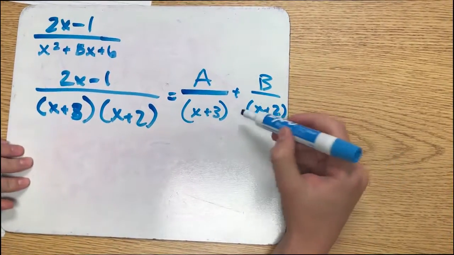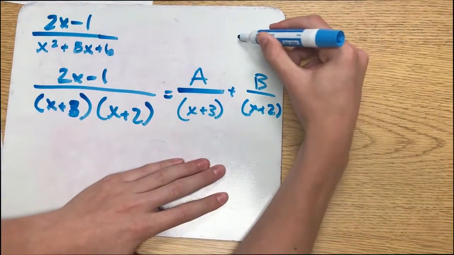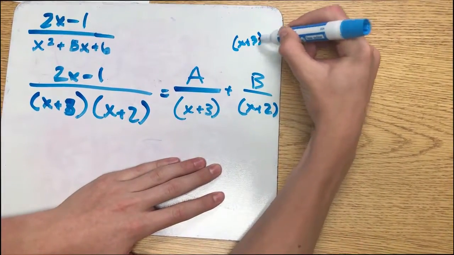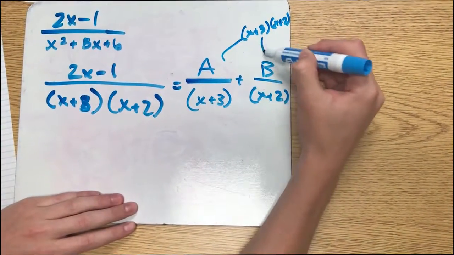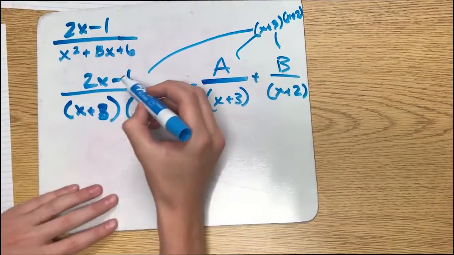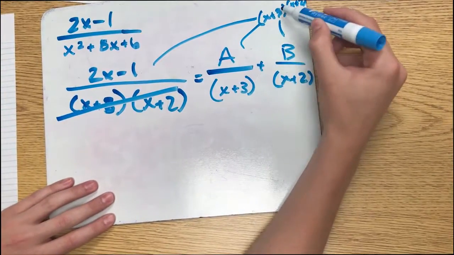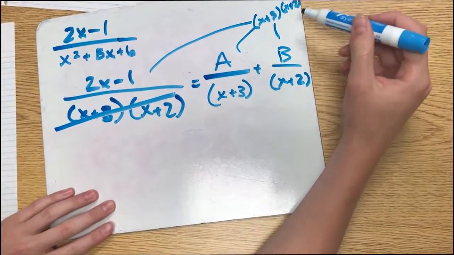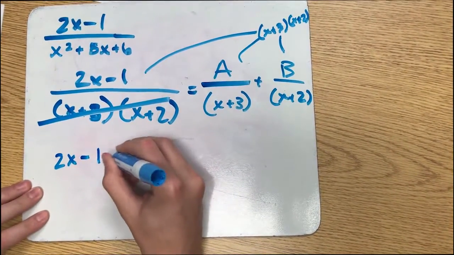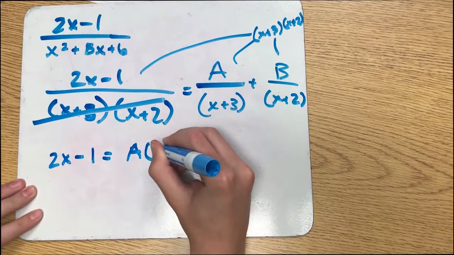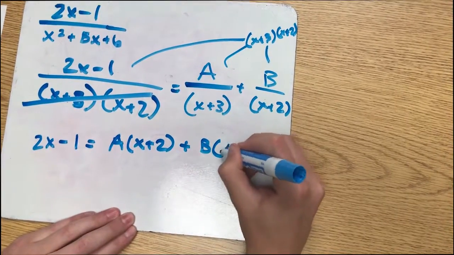Alright, and then we want to create a common denominator, so we'll multiply all of this by x plus 3 and x plus 2. On the left side, they both cancel out, and on the a, the x plus 3's will cancel out, and on the b, the x plus 2's will cancel out. So we will get 2x minus 1 equals a times x plus 2 plus b times x plus 3.